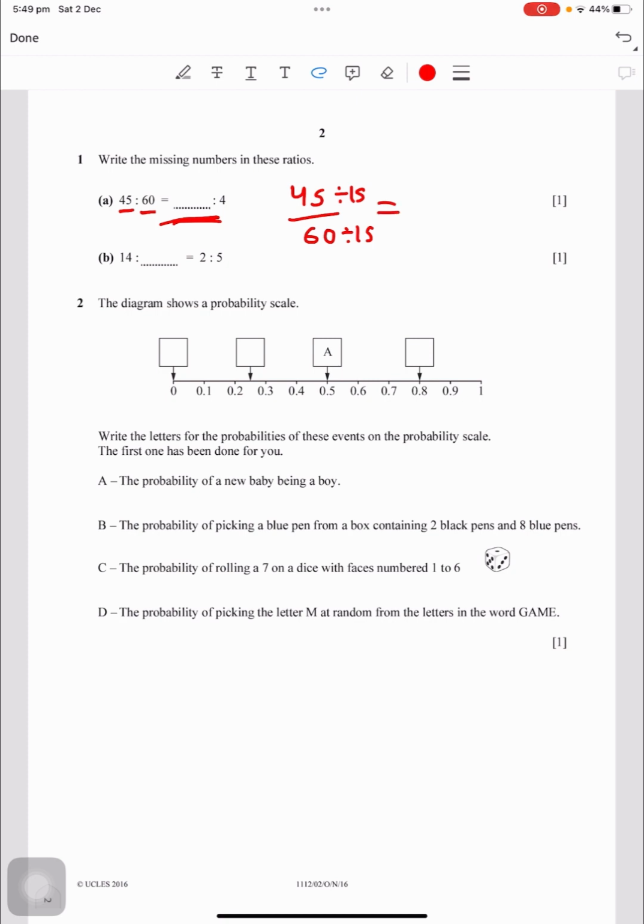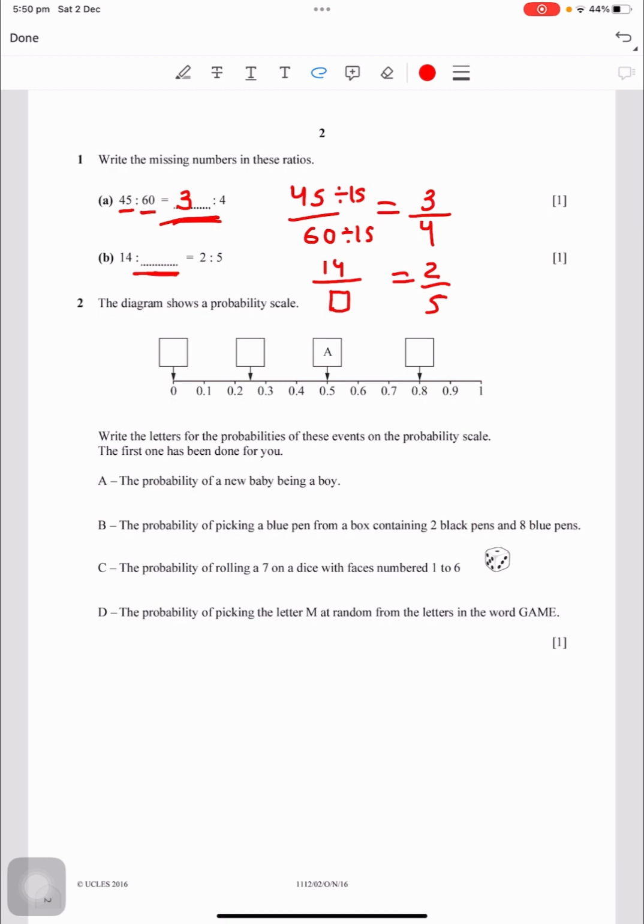And 60 divided by 15 is 4, and then 45 divided by 15 is 3. So 3 is our answer. Part B. 14 ratio dash is equal to 2 ratio 5. For this, we need to find what will go over here. So we'll write 14 by, we can write box because you need to find what will go in the box, and is equal to 2 by 5.